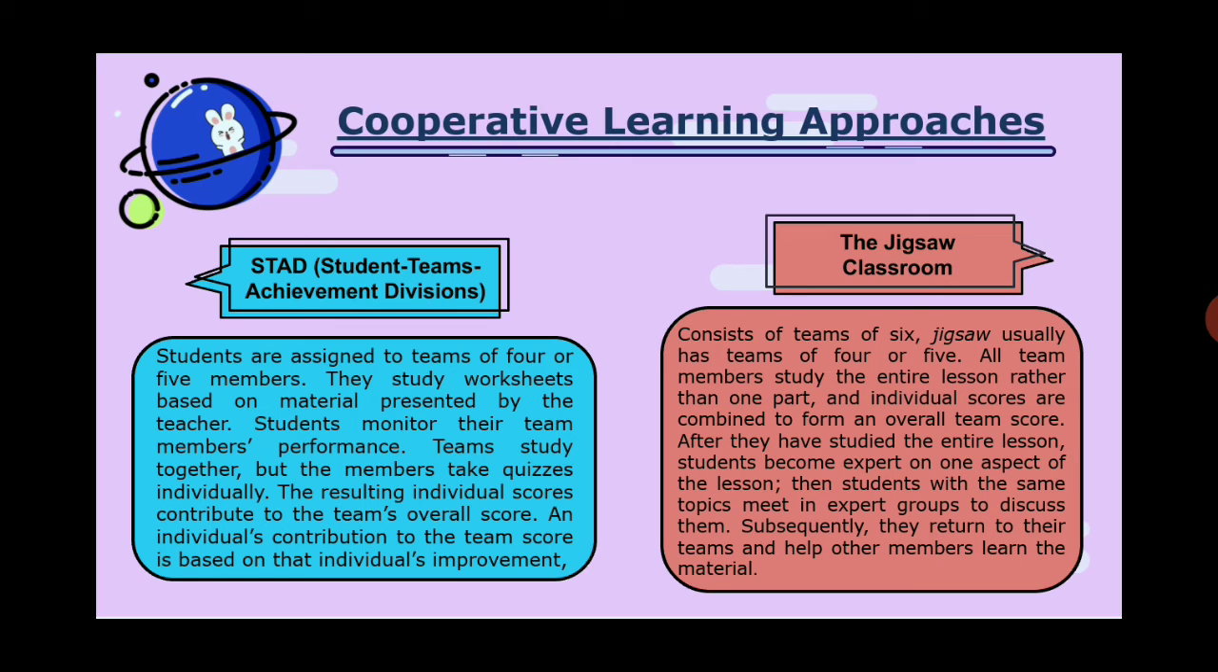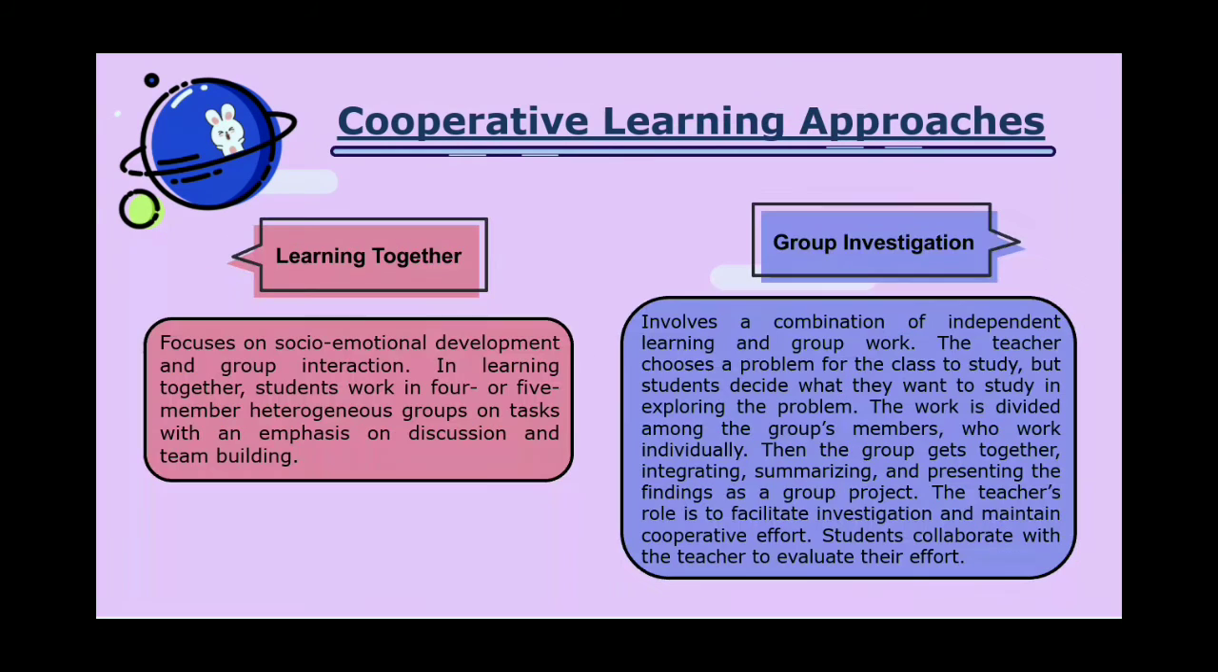In here, a team will consist of 6 members. All of them will study an entire lesson rather than one part. After studying, each of them is expected to master one topic of the lesson and would then have to meet expert groups, where they would discuss further. After meeting with the expert groups, each of them will return to their team and help the other members learn the material. The third cooperative learning approach is learning together.